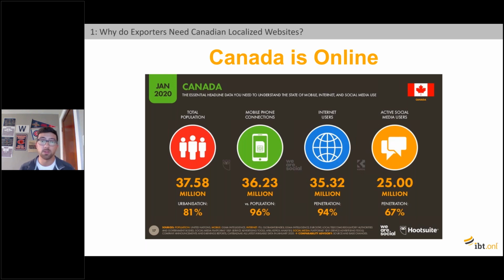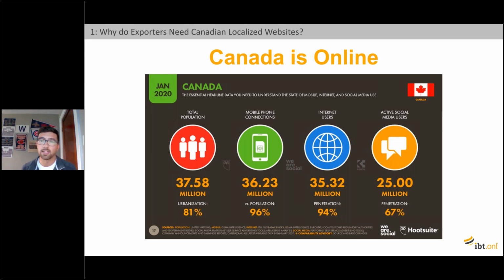And that's way more than us here in the US. Only about 82% of us Americans are online daily. A little surprising, but true.